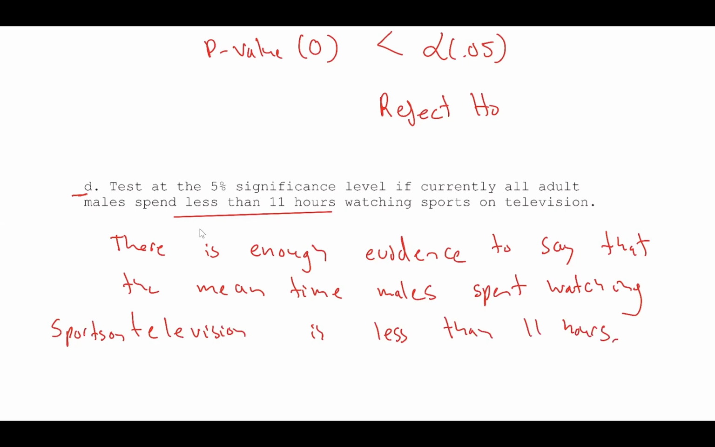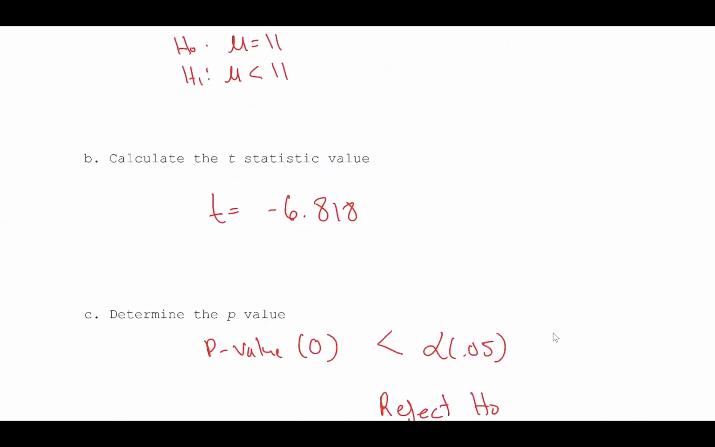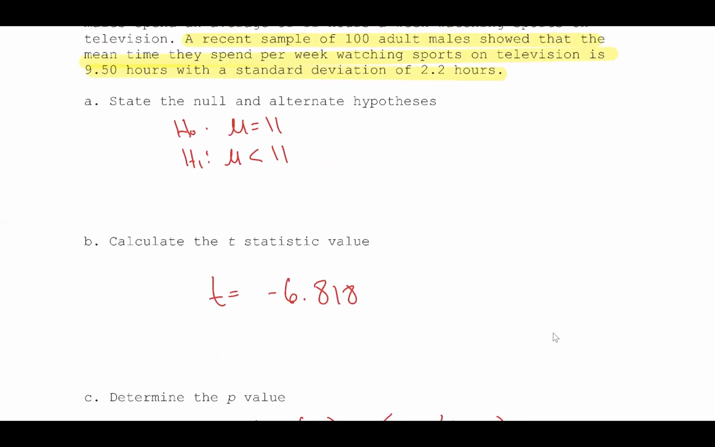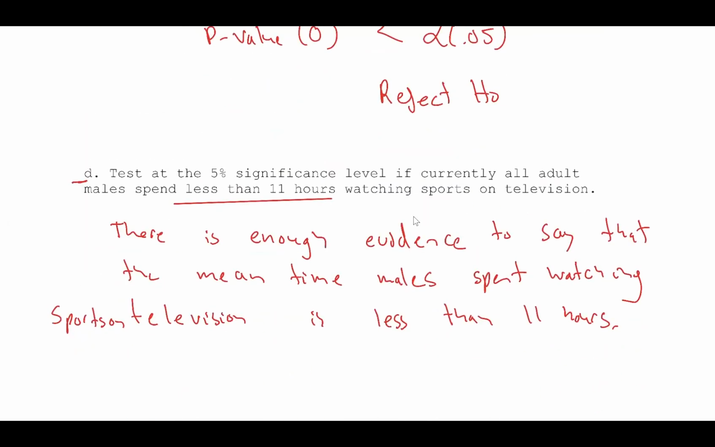So for this one, we'll say there is enough evidence to say that the mean time males spend watching sports television is less than 11 hours. And the reason why it's less than, since we reject the null hypothesis, we mean we reject this and you conclude the alternate hypothesis. So the alternate hypothesis is stating that the mean is less than 11.